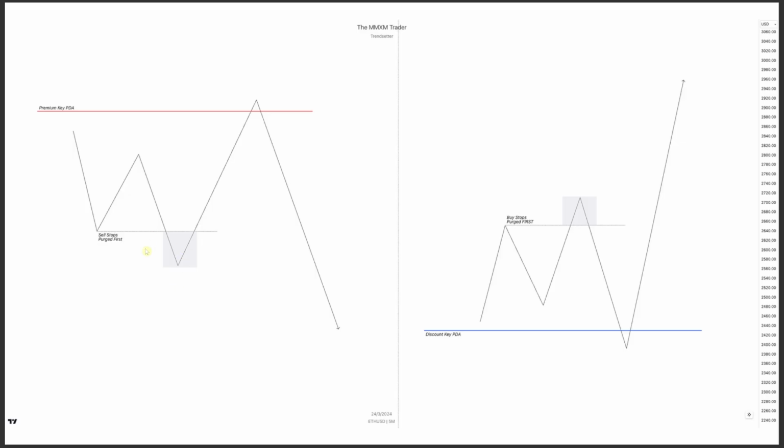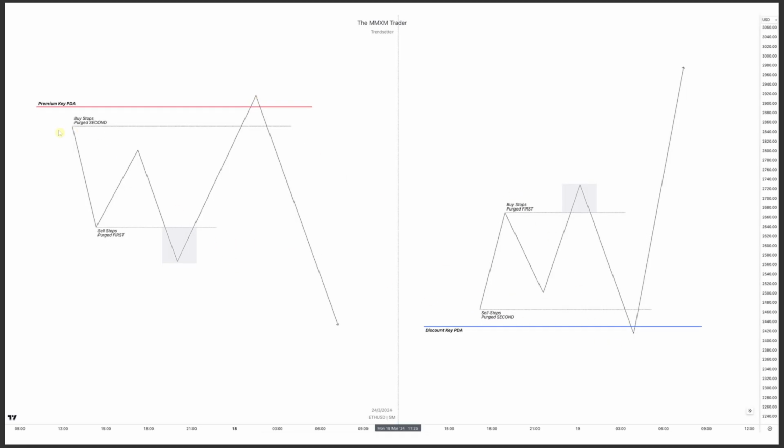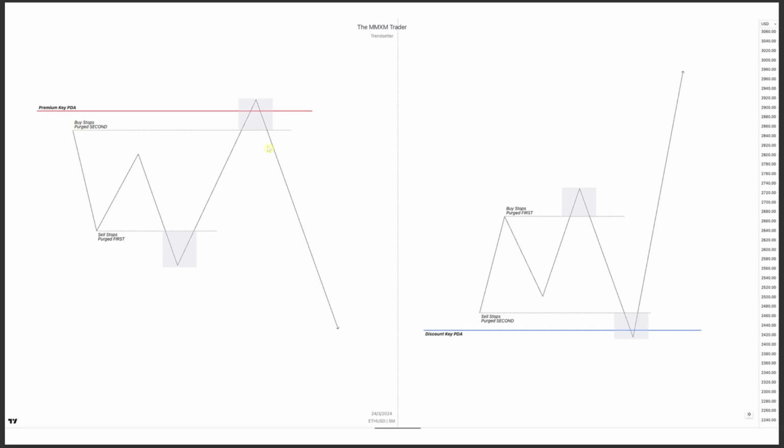We want to see those sell stops accumulated below an old low and those buy stops accumulated above an old high. So now that we have accumulated the sell stops, we want to think about that order pairing, right? We want to pair up the sell stops with the buy stops or the buy stops with the sell stops. So how does that look? We're going to purge the buy stops second here, right? We're going to take out that high, and now we're accumulating buy stops here.